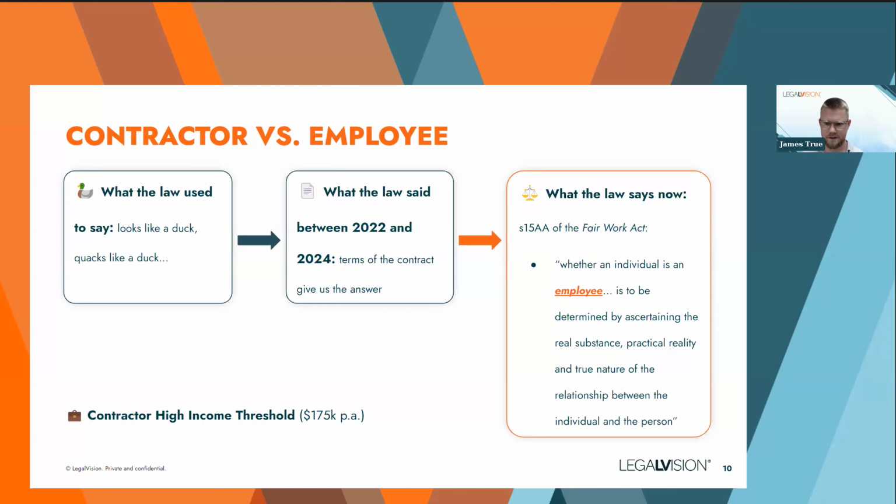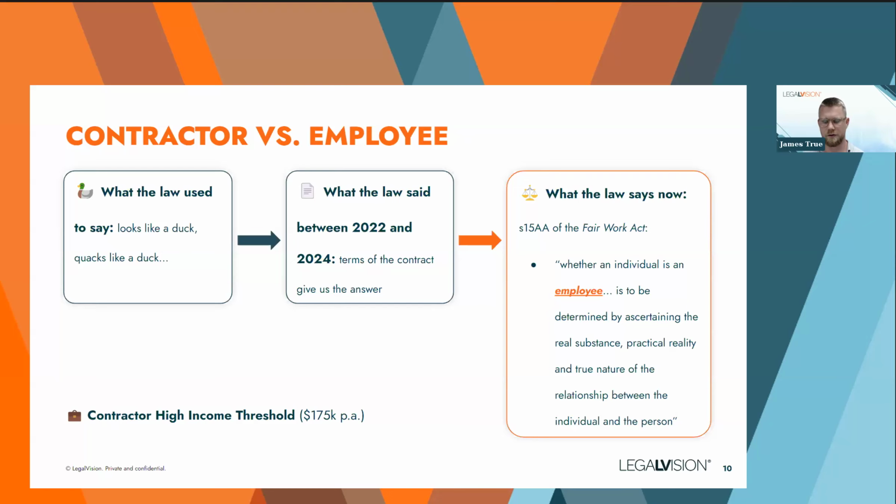Enter federal government, says, no, we're not happy with that. That's far too conservative. So we're actually going to change the law on this. And what the law says now, and this is a legislated definition of what an employee is, really takes us back to our pre-2022 position, which is, if it looks like a duck and it quacks like a duck, it's a duck.